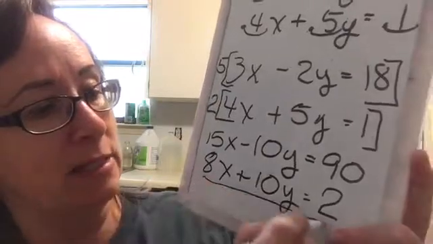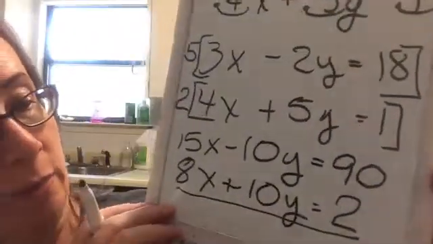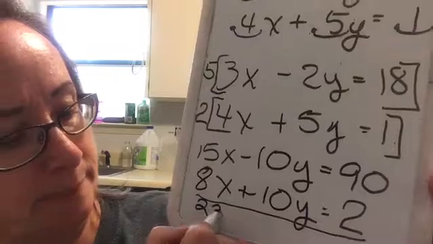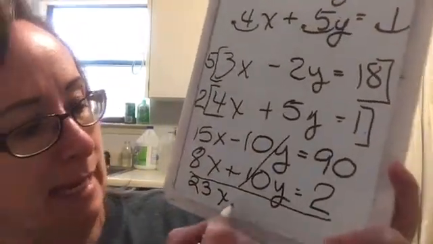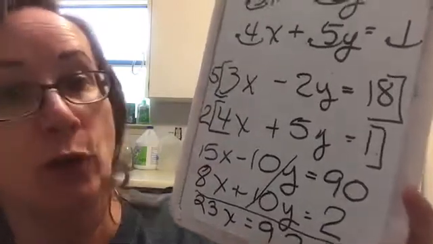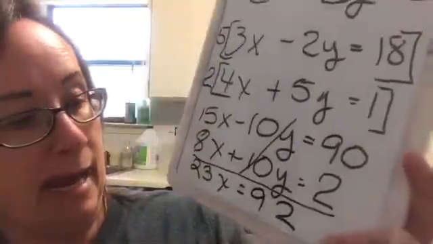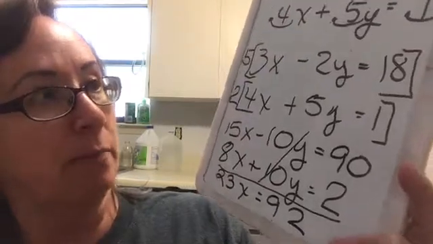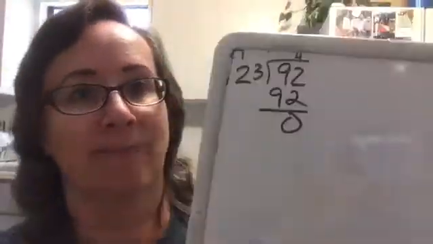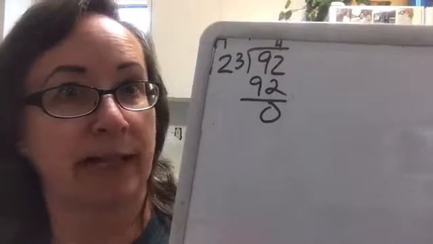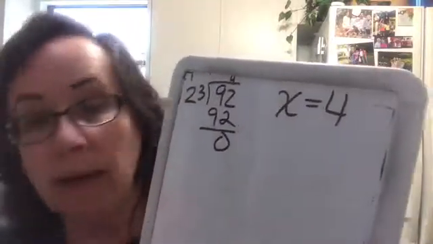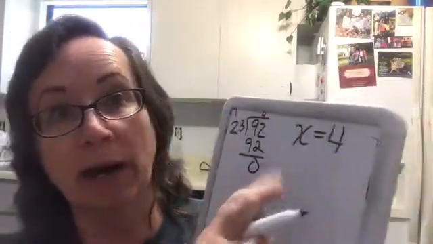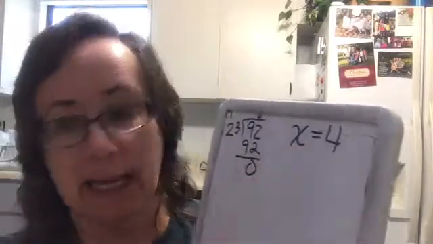So when I add these two equations together, I'm going to get a 23x. My y's are going to cancel. Is 92. Okay? And 92 divided by 23 is exactly 4. I had to do it out. Okay? So x is 4. So now I'm going to go back into one of my two equations and plug in x is 4.